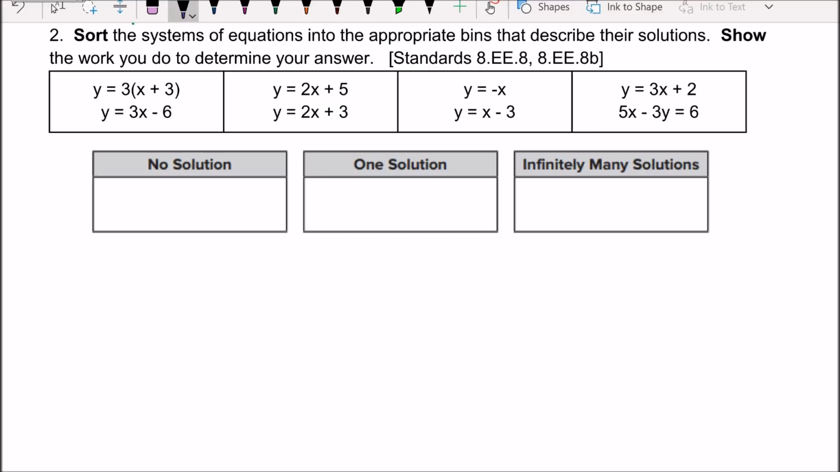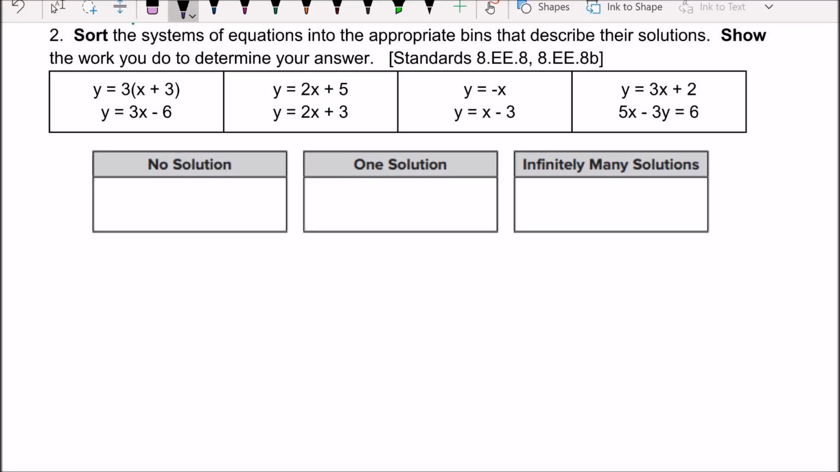Now we're going to look at problem 2 of chapter 3b practice test. Sort the systems of equations into appropriate bins that describe their solutions. Show your work you do to determine your answer. So there's 4 problems. Make sure you show your work for each problem.